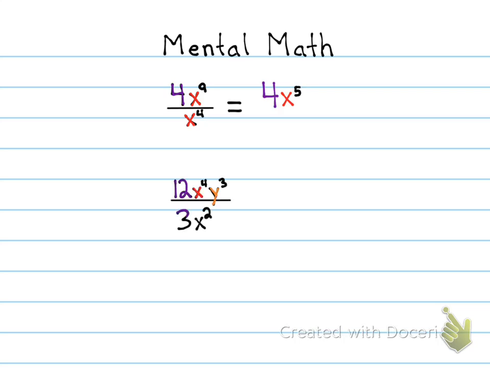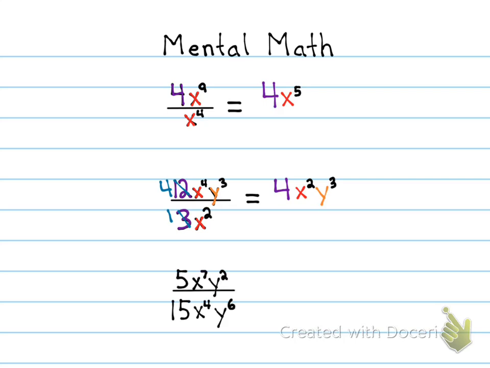And we can do the same thing here. If I have 12x to the fourth, y cubed over 3x squared, you'll see that my 12 and my 3 can be reduced. 12 divided by 3 is 4. So I'm going to have a 4 up top and just a 1 on the bottom. And I can do some reducing with my x to the fourth over x squared. That'll give me x squared. And y cubed will not combine or reduce with anything. So my final answer here is 4x squared y cubed.